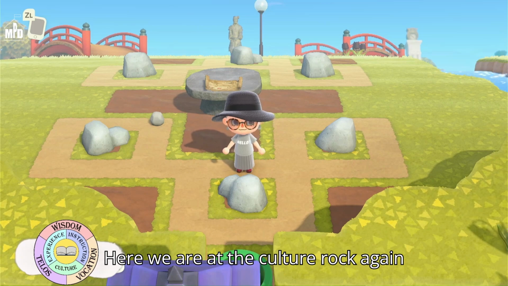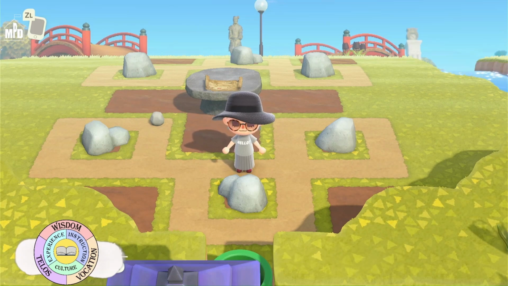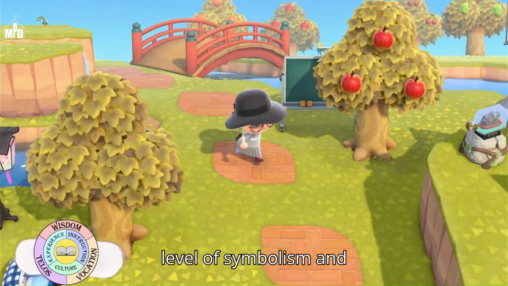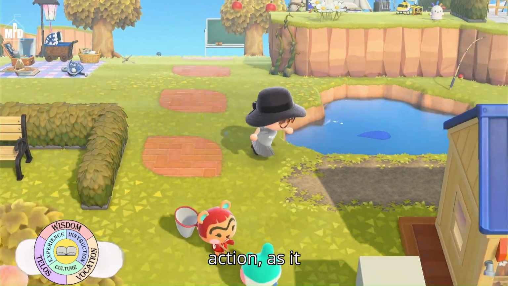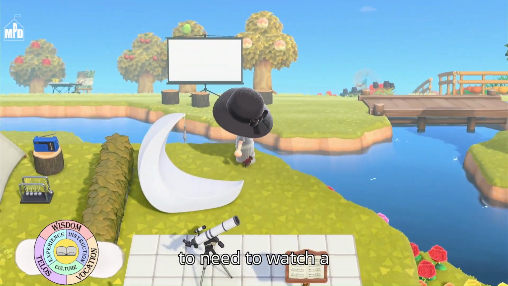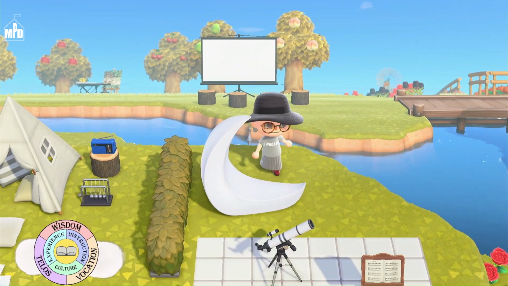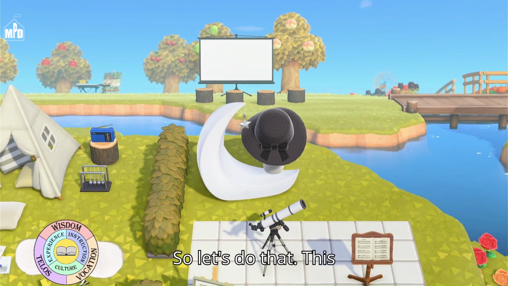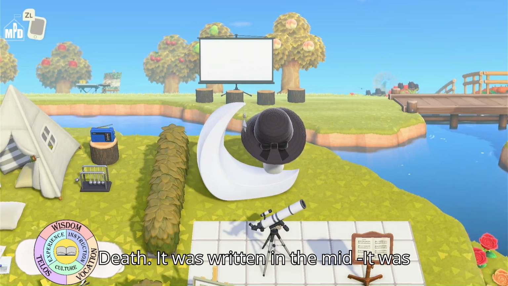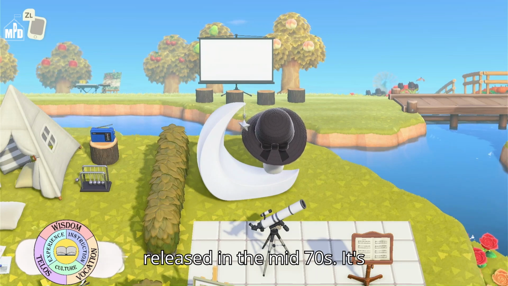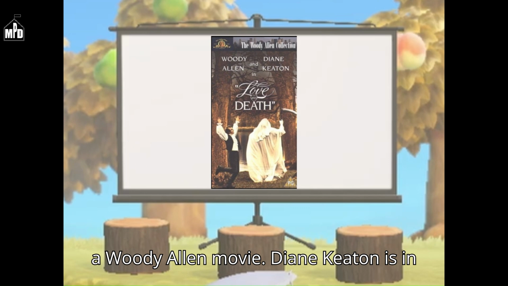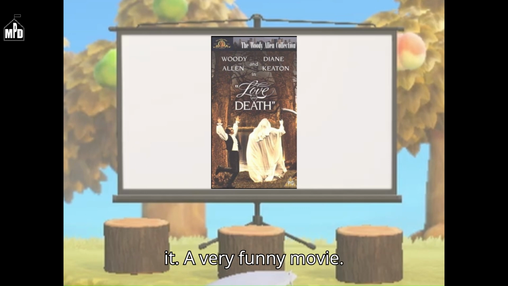Here we are at the culture rock again. And to do this next level of symbolism and action as it relates to culture, we're going to need to watch a movie clip. So let's do that. This movie is called Love and Death. It was released in the mid-70s. It's a Woody Allen movie. Diane Keaton is in it. A very funny movie.